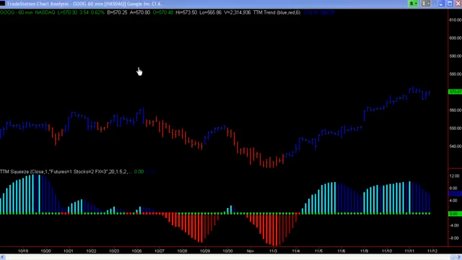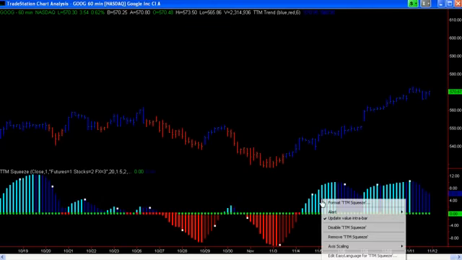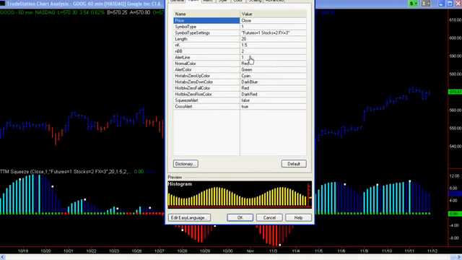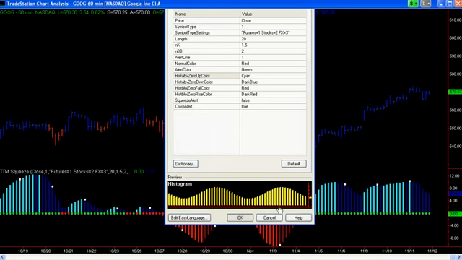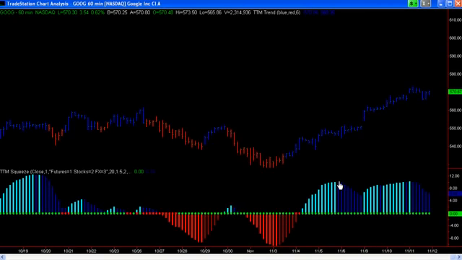I've got this one set up a little bit different here. For the TTM squeeze, what I did is I went here and formatted the squeeze, and I changed the zero up color right there to cyan. Normally it's just blue. That way it stands out, and when it goes darker blue, it stands out a lot more.